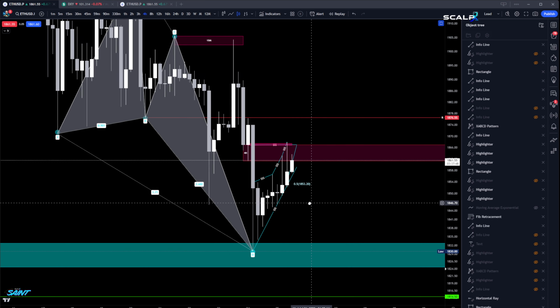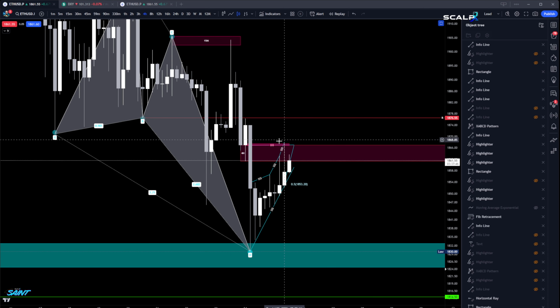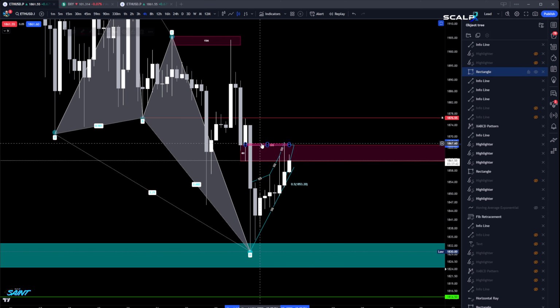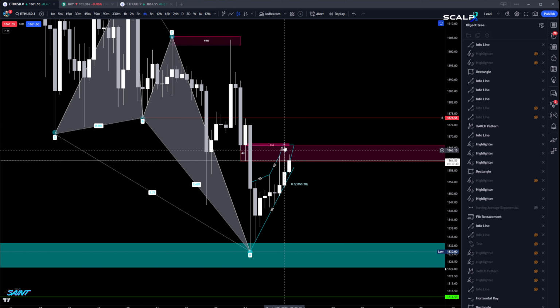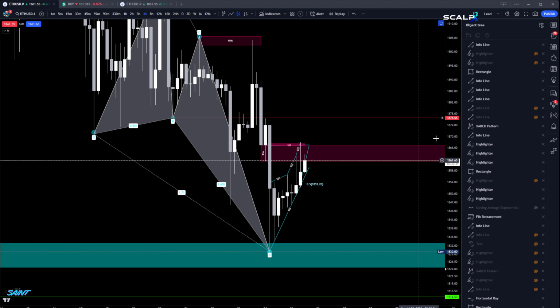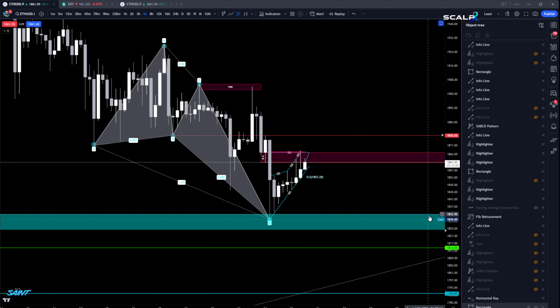All right, so we're getting into this. We keep tapping into this 4-hour order block. I have a 15-minute order block up here. That's what we tapped into earlier. But we keep tapping into this 4-hour order block. We're getting long wicks from that. We're not getting solid moves from that.